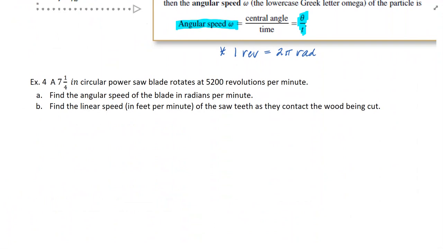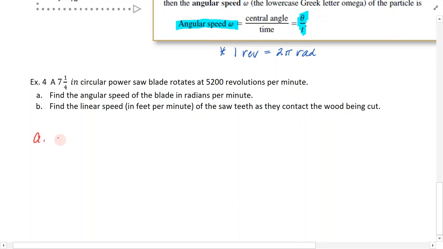So this example that we're going to look at says that we have a 7¼ inch circular power saw blade that rotates at 5,200 revolutions per minute. We want to first find the angular speed of the blade in radians per minute, and then we want to find the linear speed in feet per minute. So we're going to tackle first our angular speed.